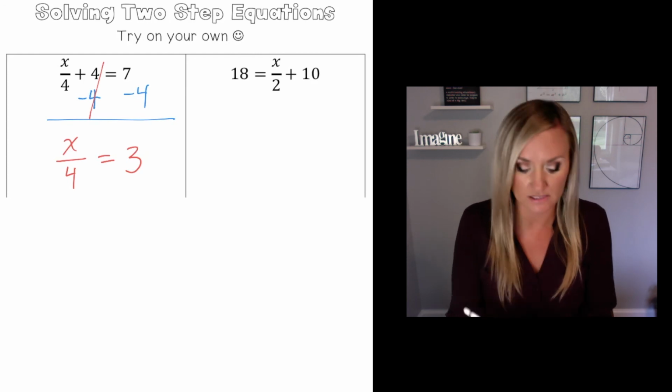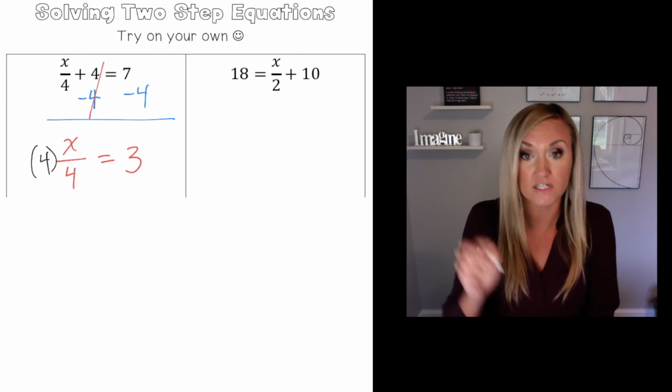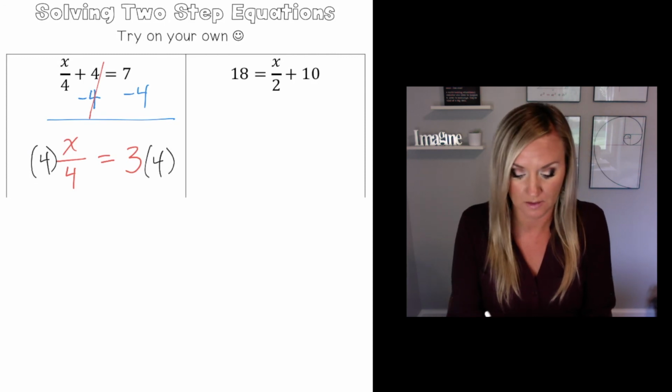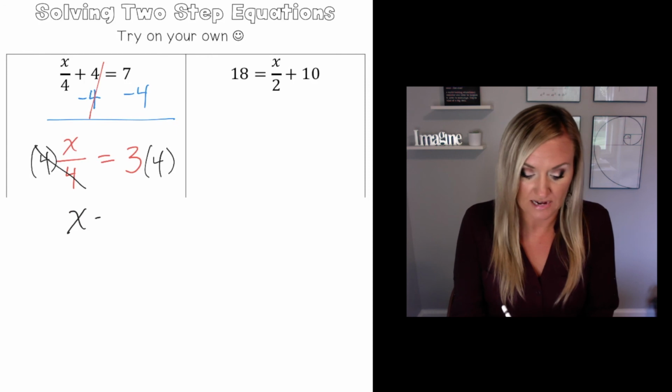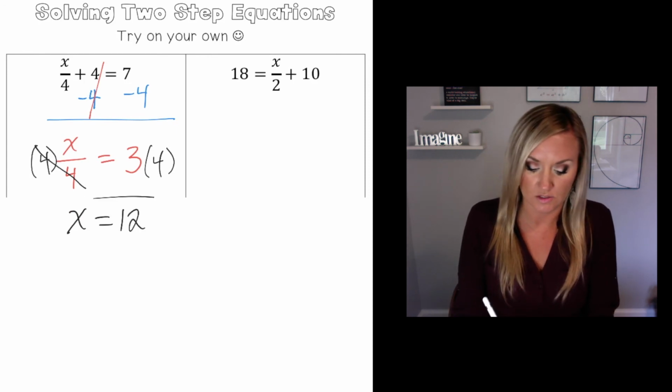Okay, and then the last step is to multiply each side by 4 to get rid of that fraction. I'm going to cross that off, and now I'm going to say x equals 3 times 4, and 3 times 4 is 12.